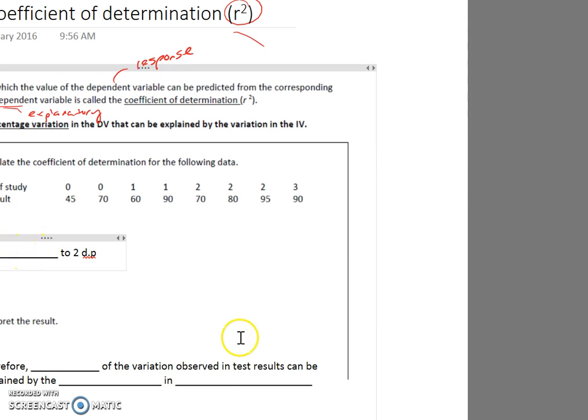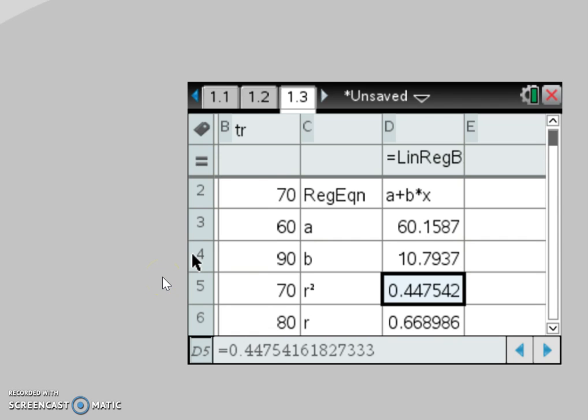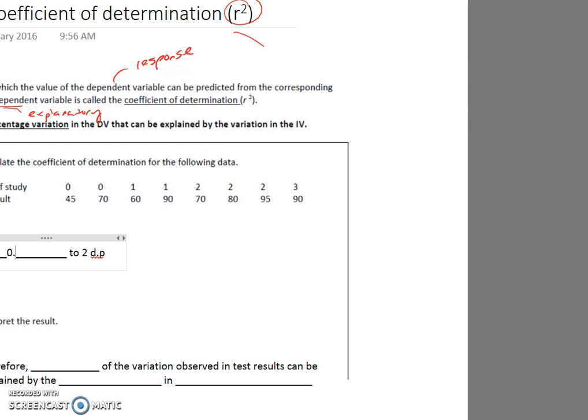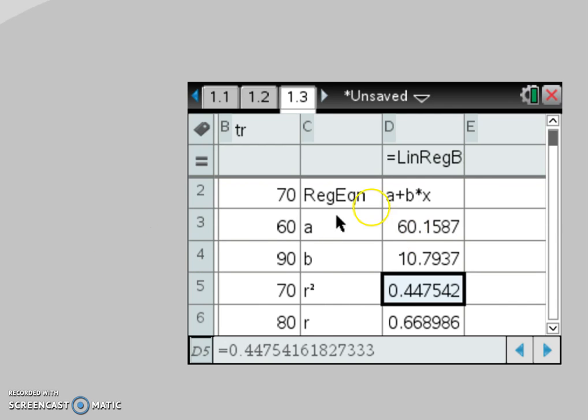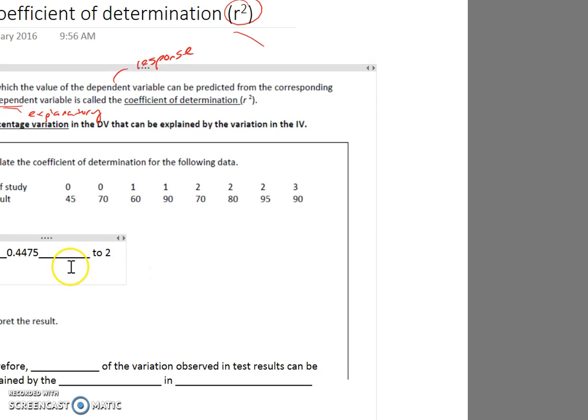So r squared is 0.4475 if I've put in all the values correctly. Alright, to 2 decimal places, we look at the digit to the right of the last decimal place that we want, so that's a 7, it's above 5, so I have to round up, so 0.45 to 2 decimal places.